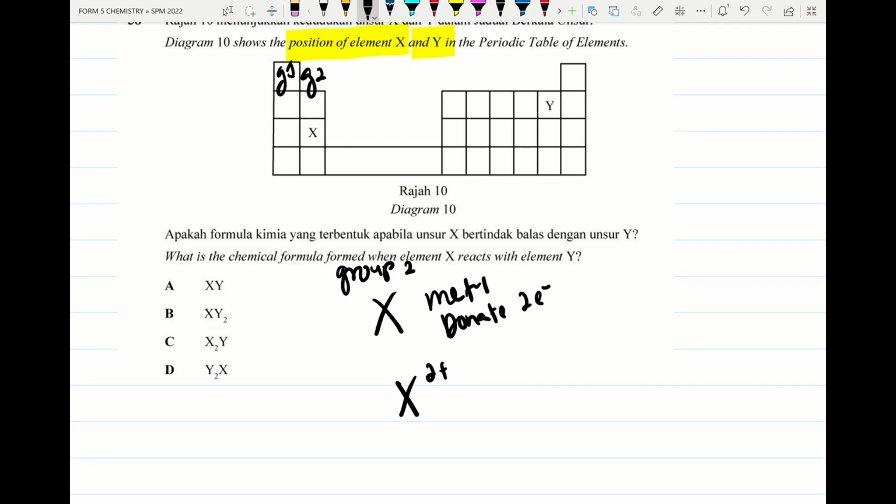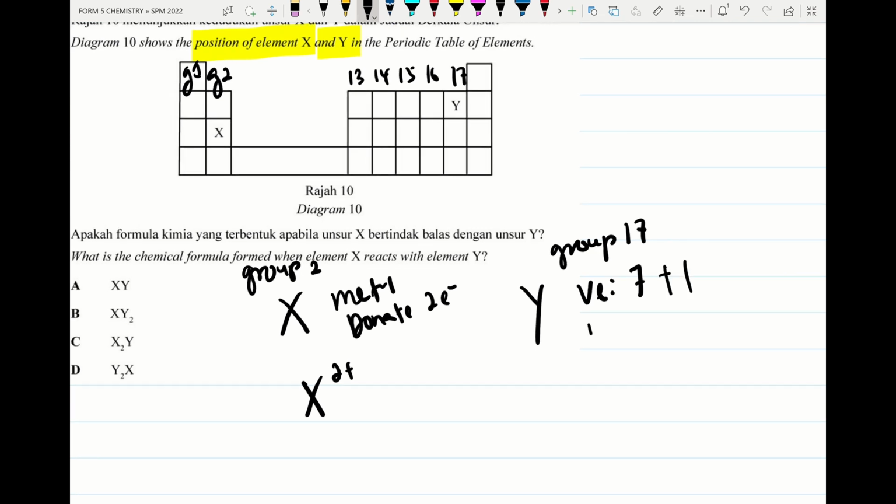Here are groups 13, 14, 15, 16, 17. So Y is from group 17, so it has 7 valence electrons. It will accept one electron and form an ion. Please remember, this is known as a non-metal atom. A non-metal atom will accept one electron and form a negative ion. So we put here negative, we take the one, no need to put it.